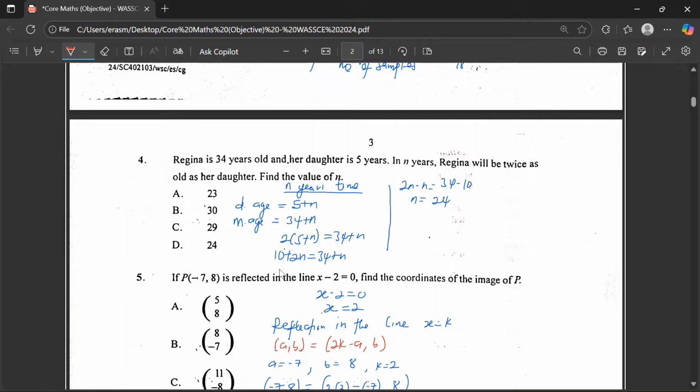And so we expand and we are going to have 10 plus 2n equals 34 plus n, making n the subject. We have n to be equal to 24. And so option D is the correct answer.